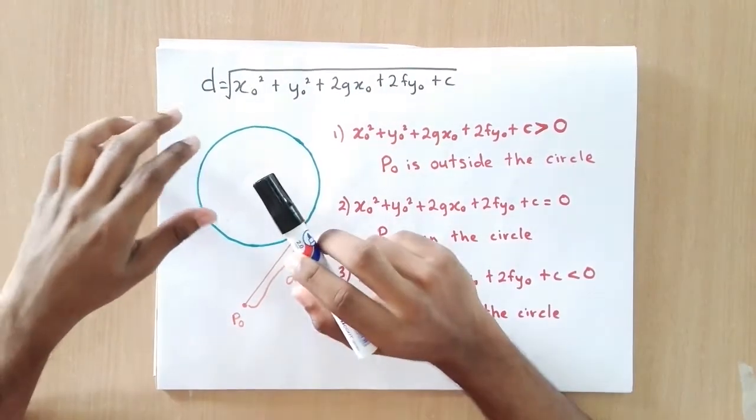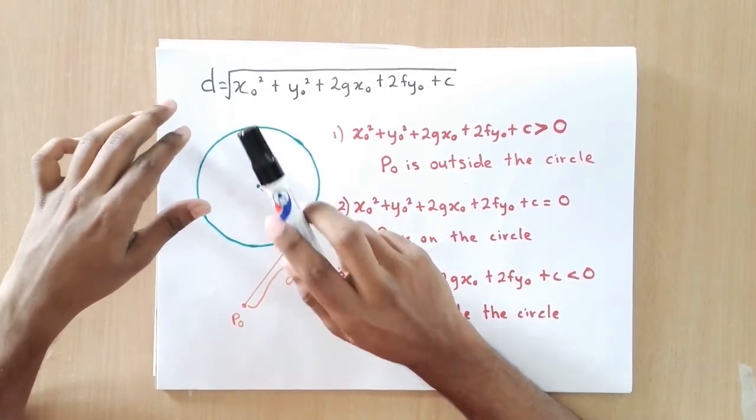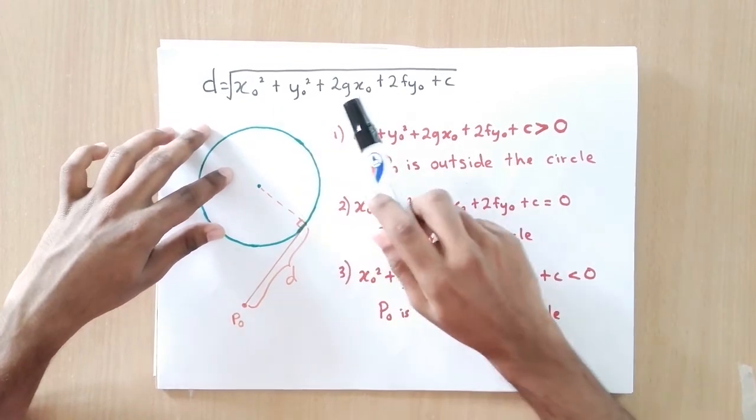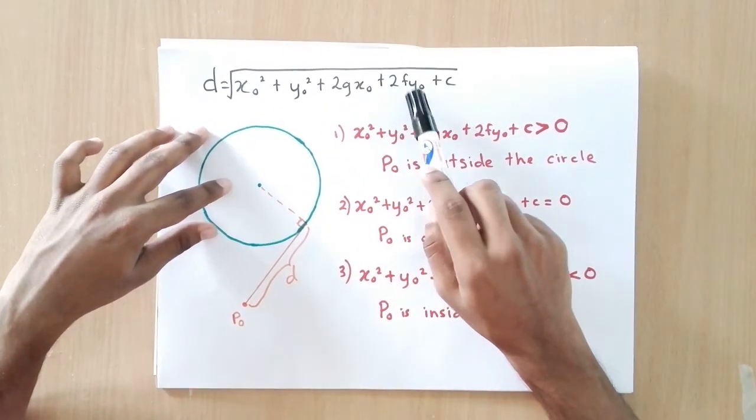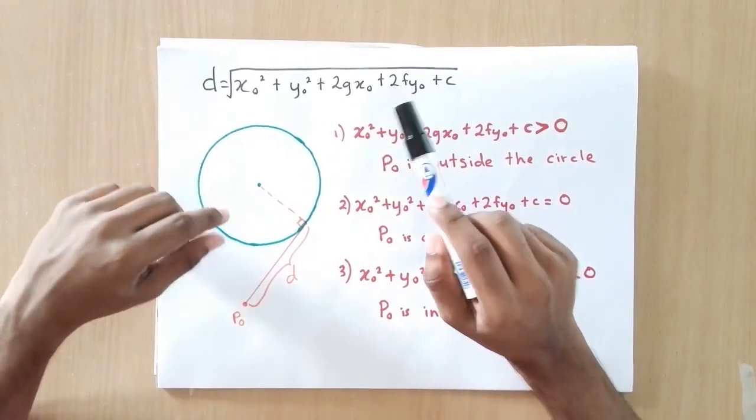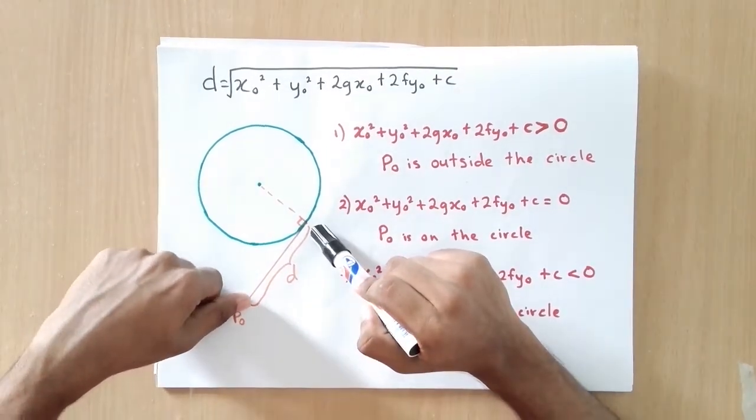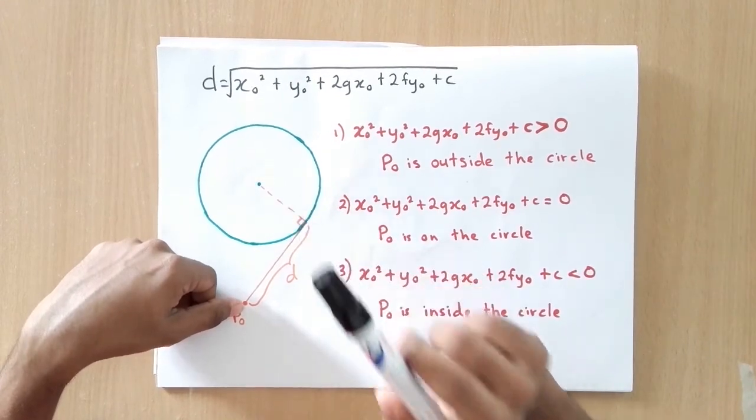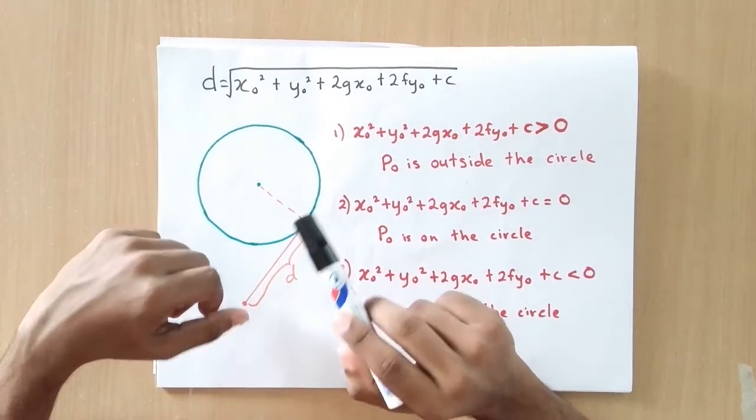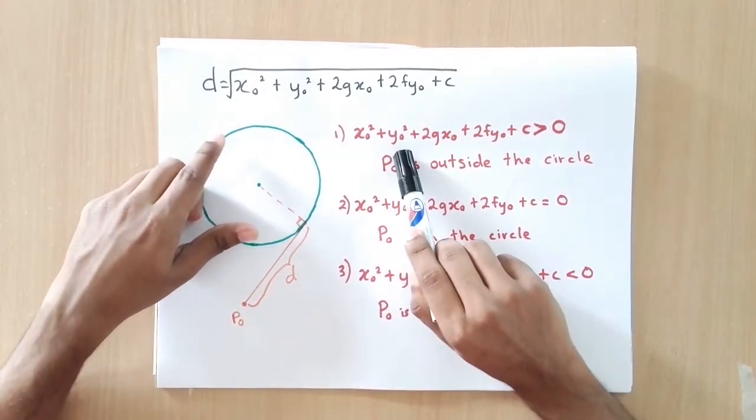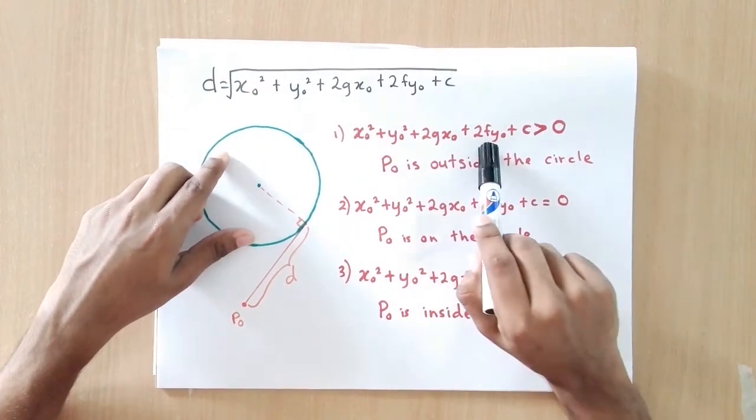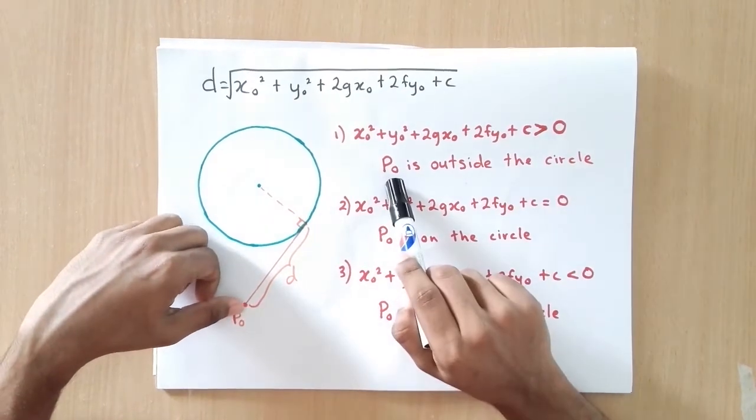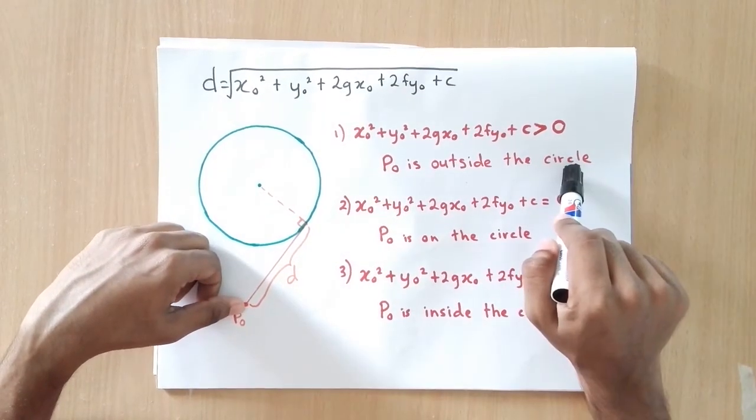We learned that the length of a tangent can be given by this formula d equals square root of x naught squared plus y naught squared plus 2gx naught plus 2fy naught plus c. Notice that this length d is positive when the point is outside the circle. So our first conclusion is that when x naught squared plus y naught squared plus 2gx naught plus 2fy naught plus c is greater than 0, then the point P naught is outside the circle.